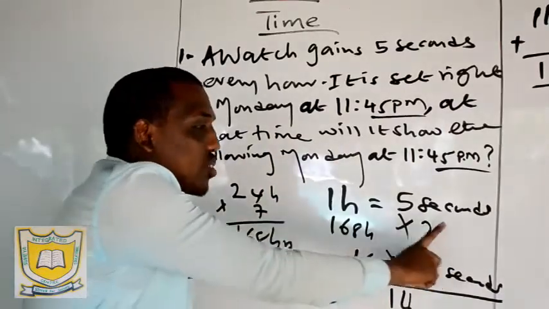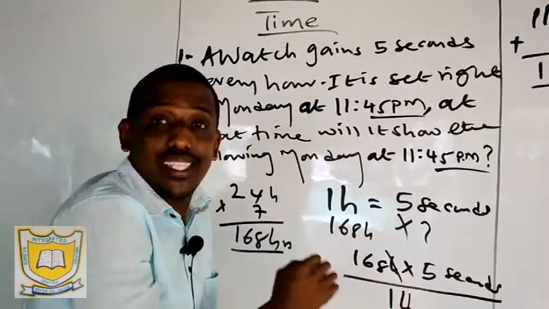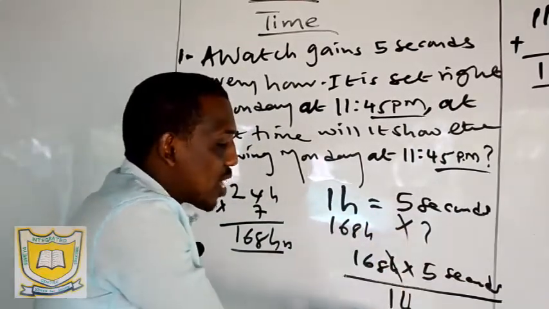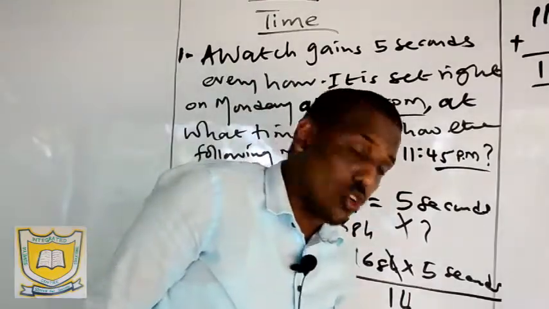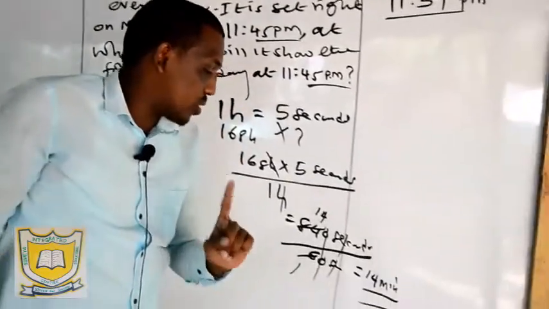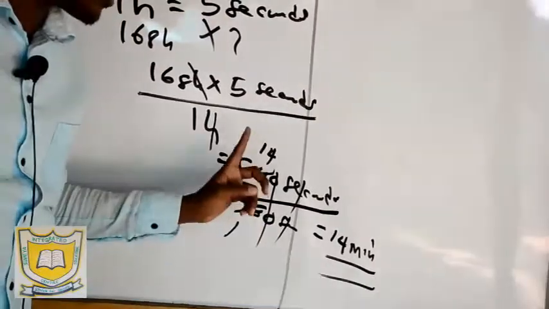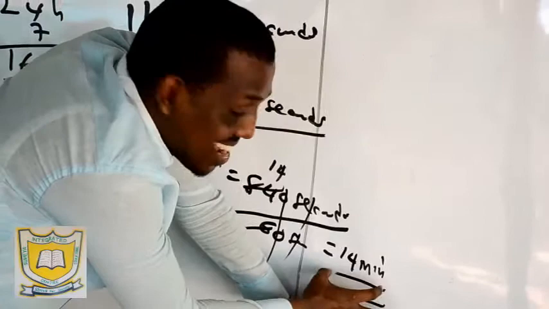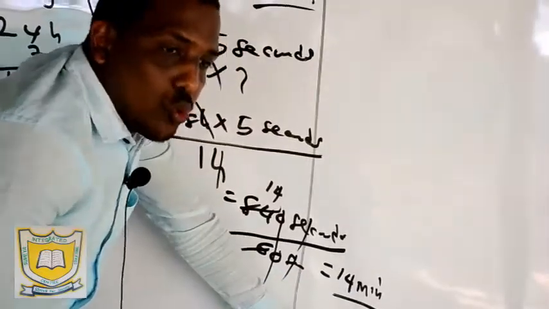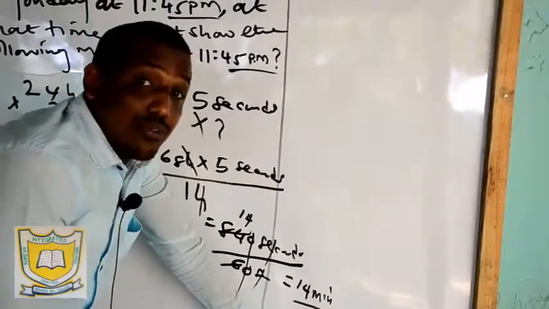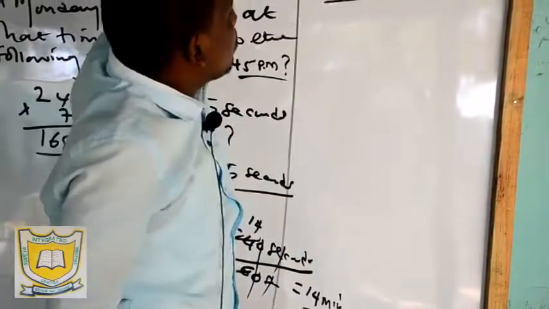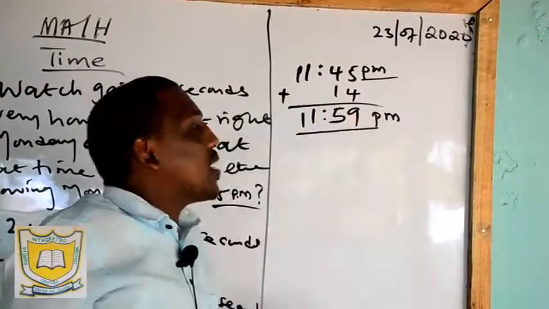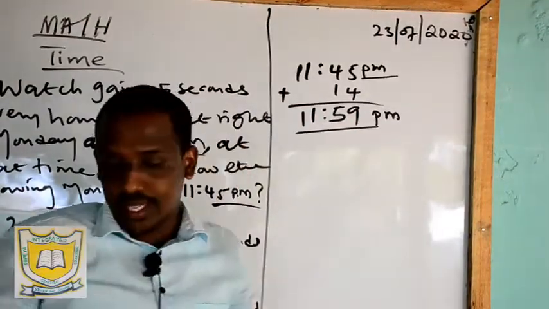So if 1 hour it was gaining 5 seconds, what about 168 hours now? Cross multiply. 168 hours times 5 seconds over 1 hour, you will get 840 seconds. I always say, you change it into minutes. Divide it by 60, so 14 minutes. So it was gaining 14 minutes. In 7 days, it gained 14 minutes. Now at what time will it show the following Monday at 11:45 p.m.? You add. 11:45 p.m. plus the 14 minutes it has gained, so it will be 11:59 p.m. That is now the answer.